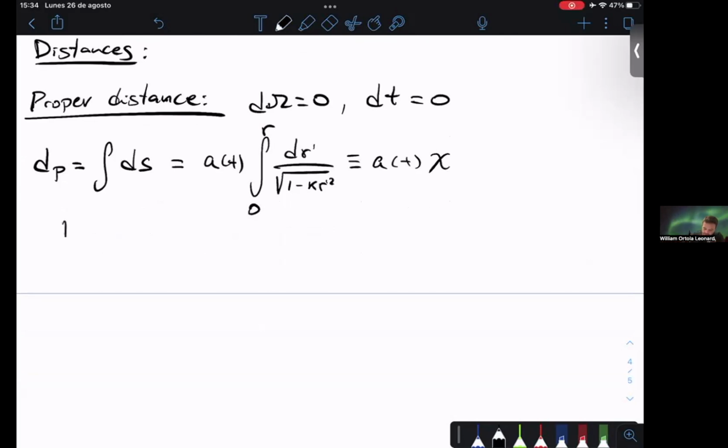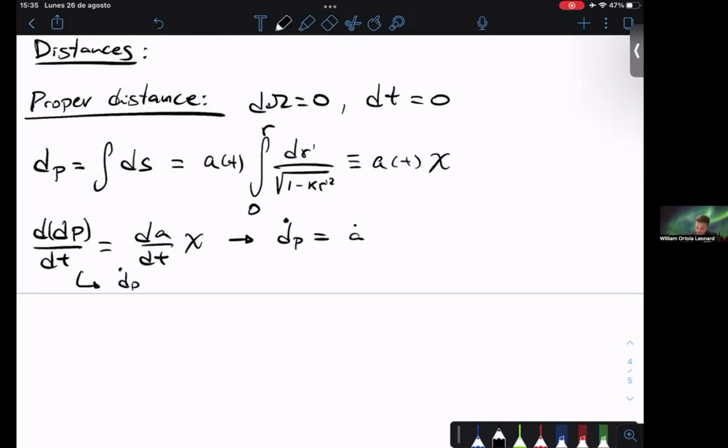And what we end up finding is that we take the d_p, so basically d_p as a function of time, and then the change in time for the scale factor, since the chi is not going to have any dependence on time. And then I'm actually going to express this, even for future videos, as d_p dot, okay, which is going to represent that derivative with respect to time. And so this is going to be d_p dot equals a dot times chi.